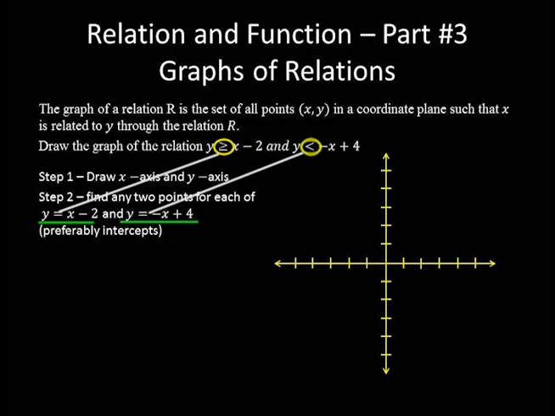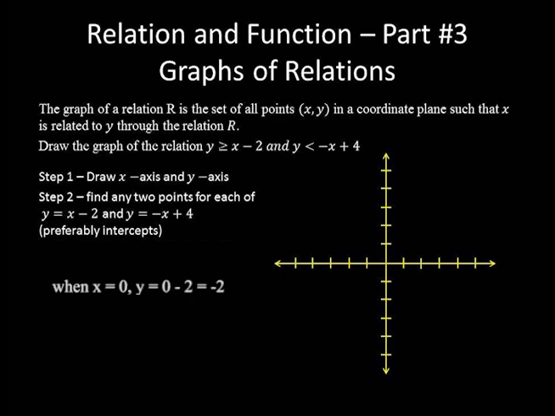As I discussed above, it's preferable to use the intercepts to find these two ordered pairs. When x equal to 0, y equal to 0 minus 2, which is equal to negative 2. So 0 comma negative 2 is the y-intercept of this equation. When y equal to 0, 0 equal to x minus 2. This implies x equal to 0 plus 2, which gives us 2, meaning 2 comma 0 is the x-intercept of the equation y equal to x minus 2.